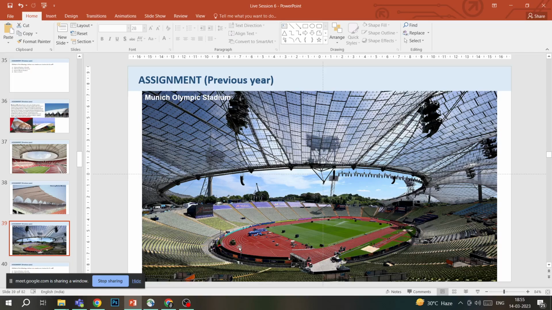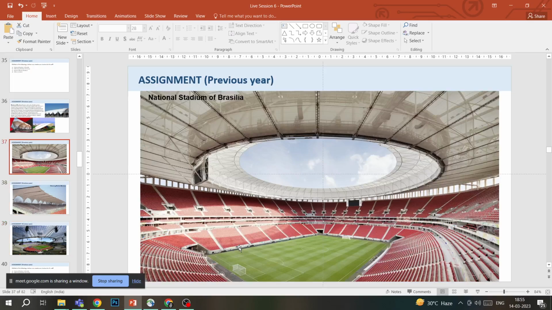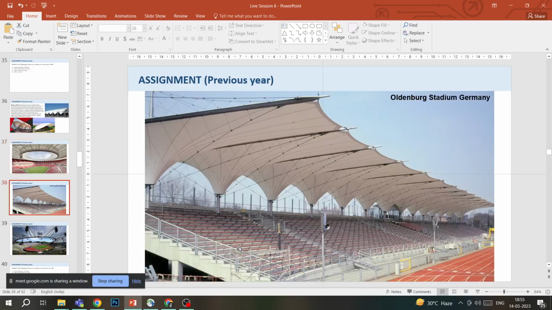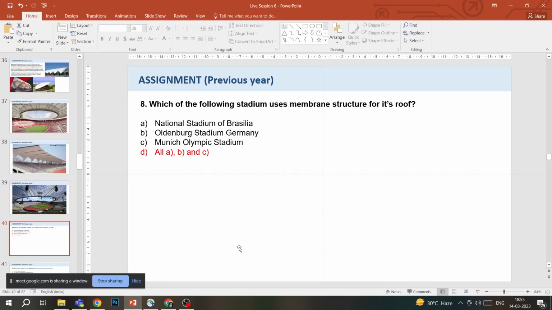Then the Munich Olympic Stadium. This is how the Munich Olympic Stadium looks from inside. There is a lot of seating, there is the pitch and everything, and then there is the structure covering the seating area to give it shade. So if you can see, all three of them look similar in that there is a membrane kind of structure covering the seatings very clearly. So our answer would be all three of them, A, B, C.